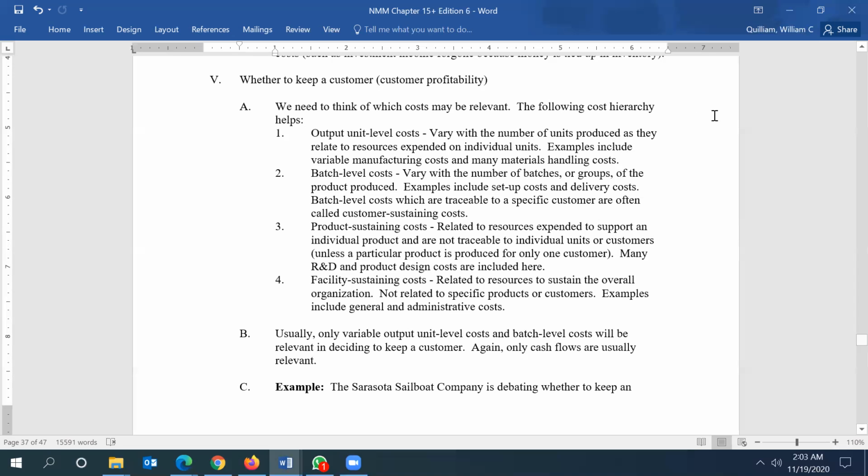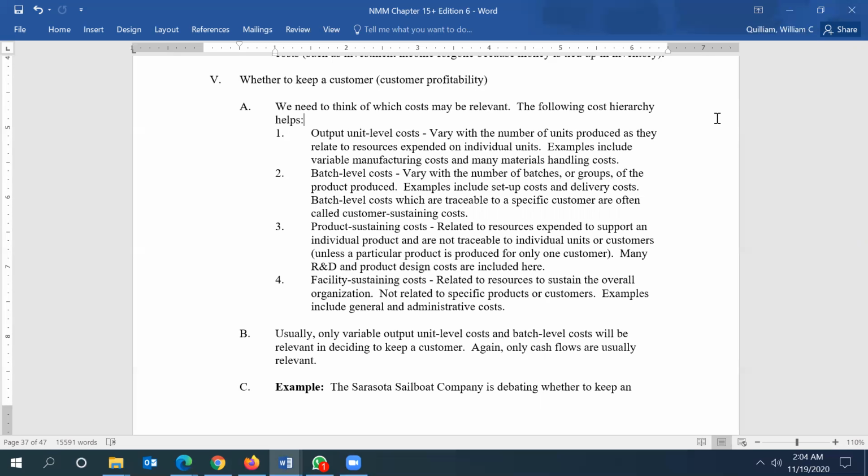So as we get into this, we need to think of which costs may be relevant. And the following cost hierarchy helps. Well, at a very basic level, we have output unit level costs. They vary with the number of units produced because they relate to the expenses or resources expended on individual units. Examples include variable manufacturing costs like direct materials, many materials handling costs too, as we transport material around the factory, such as with forklifts. So output unit level costs relate to the number of units that we make.